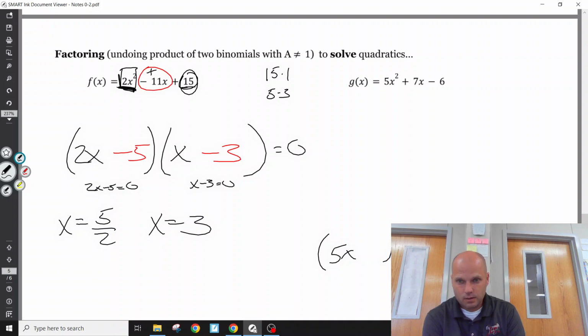Positive 10, negative 3. Those two numbers multiply to get negative 6, and if I combine them, I get boom. So I just figured that out.